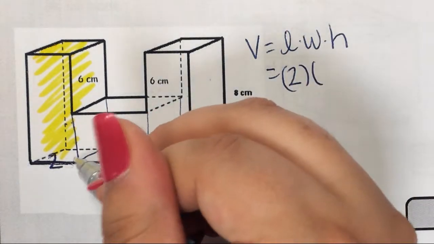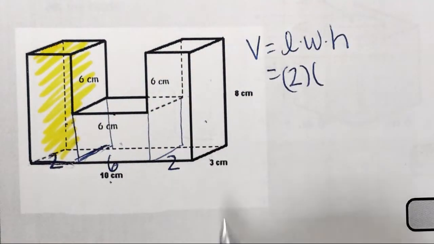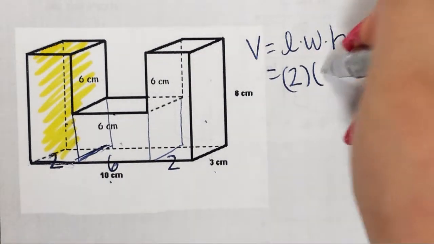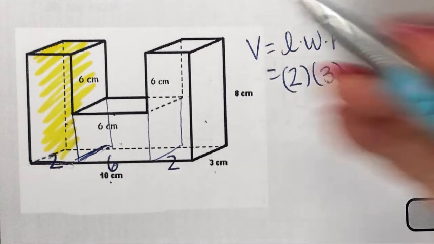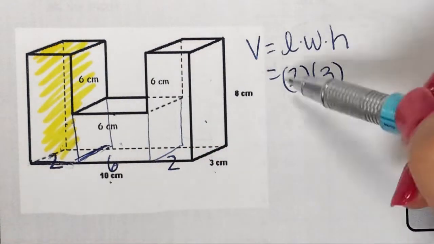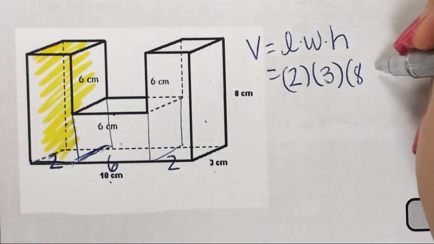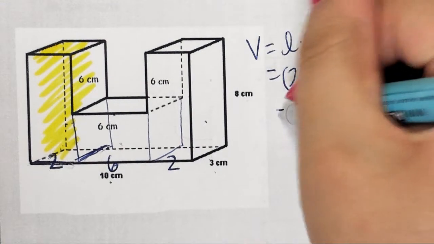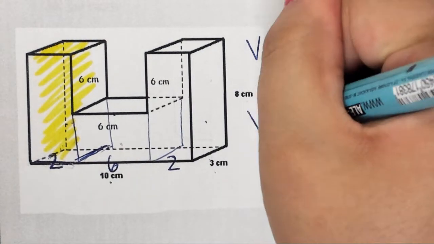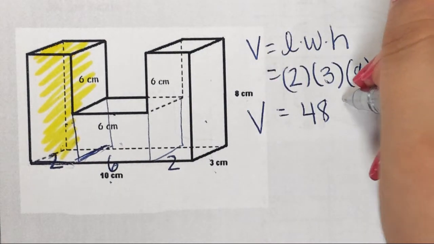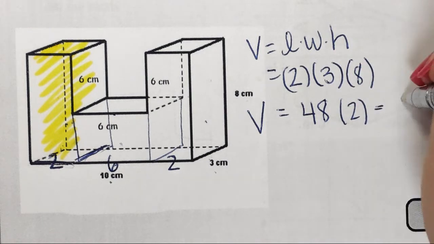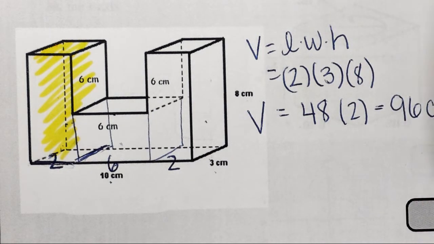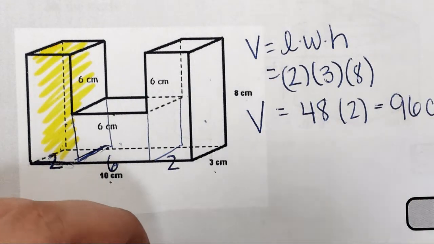What's my width? How'd you get that? Because it's 3 right there, so then it needs to be 3 over there. And what's my height of the whole big yellow thing? 8 is right there. Well, what is 2 times 3? 6. And 6 times 8? So my volume of one of them is 48. So what is the volume of both of them? 96 centimeters cubed.